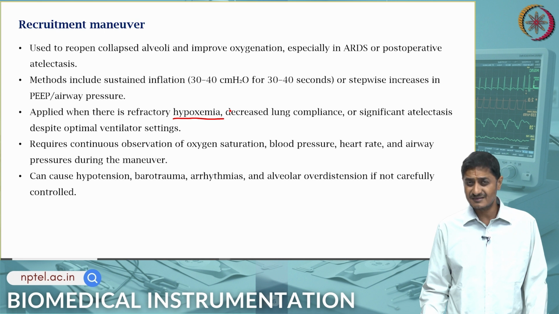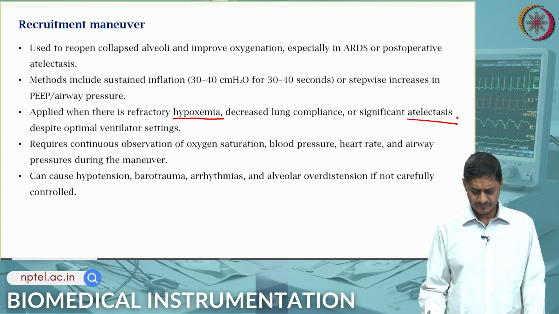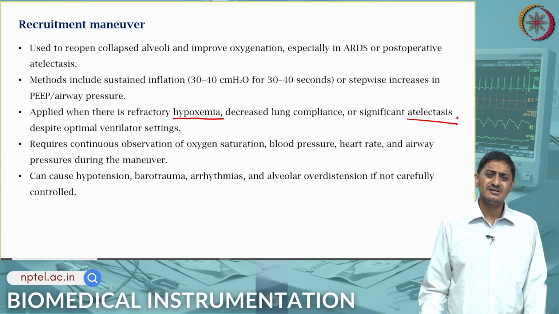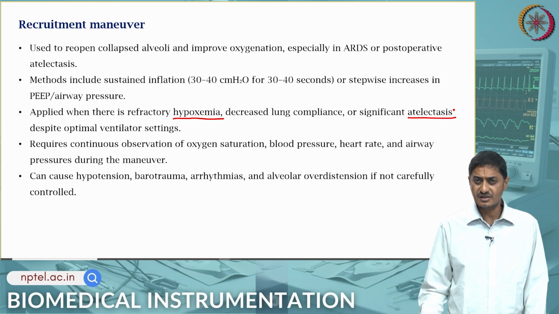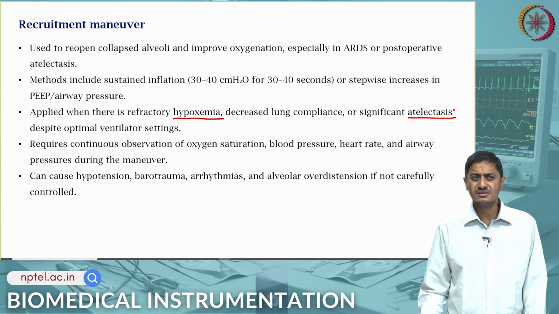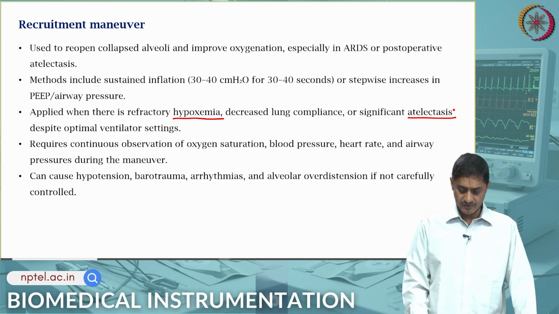Decreased lung compliance may be there as a fallout of lung pathology. If there is decreased lung compliance or significant atelectasis, despite optimal ventilator settings, this is used. What is atelectasis? A situation in which the alveoli are collapsed. You have to open the alveoli. This requires continuous observation of oxygen saturation, blood pressure, heart rate and airway pressures during the maneuver. It can cause hypotension, barotrauma, arrhythmias and alveolar overdistension.